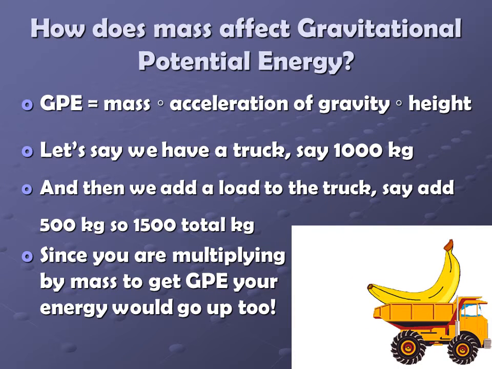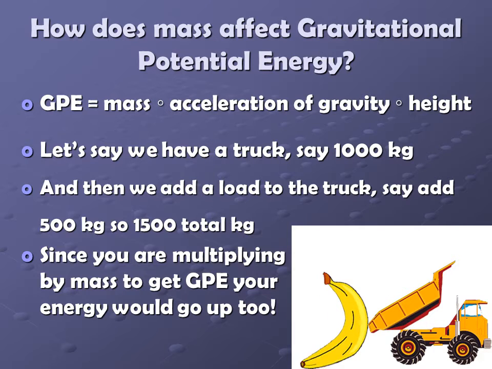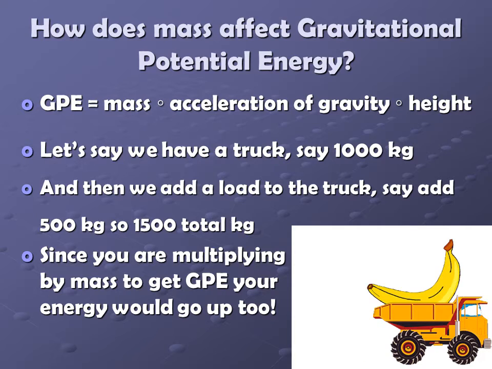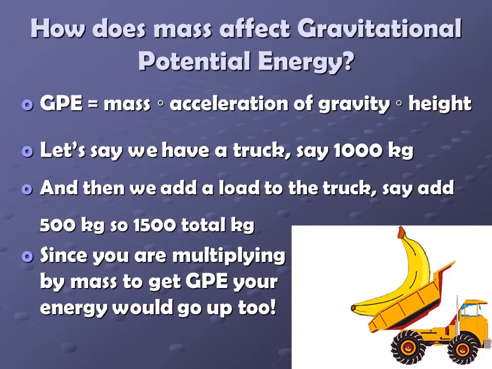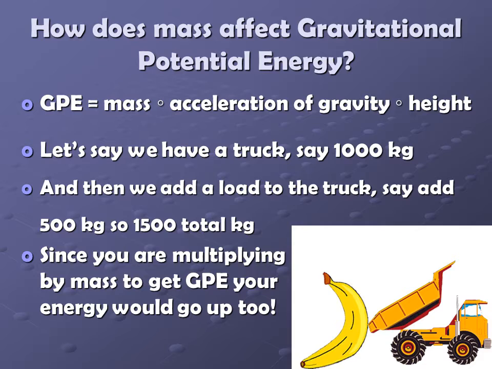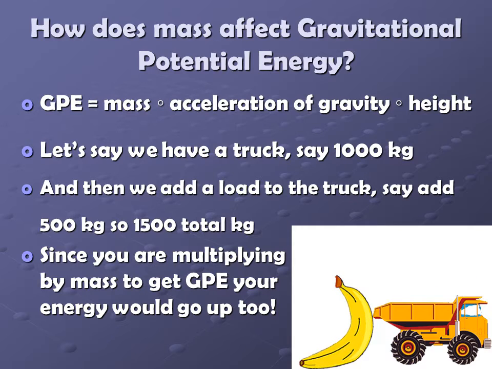So we're going to talk about how mass can affect gravitational potential energy. That's similar to how we talked about how it could affect kinetic energy, so we're going to use the same analogy here. We have a truck. We can say that it's 1,000 kilograms, and we add a load to the truck, so we make it heavier. Say we add 500 kilograms. So the total mass now is 1,500. Since we're multiplying by a larger mass, our GPE is going to be larger too.